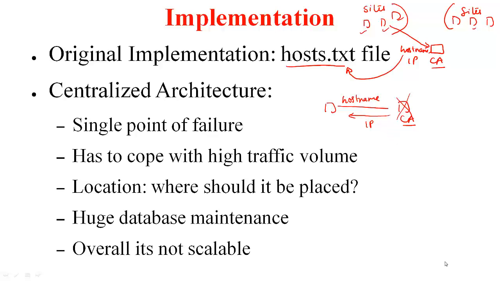And also, where would you place this particular server, the DNS server that is? If it were in America, then all the people there will have low DNS response time, whereas people from India will have high DNS response time, which is again not desirable. Also, the number of entries that you need to maintain at this central node is going to be rather huge. That will lead to database maintenance problems. Overall, this centralized architecture is not a scalable solution. So how would you solve it then?